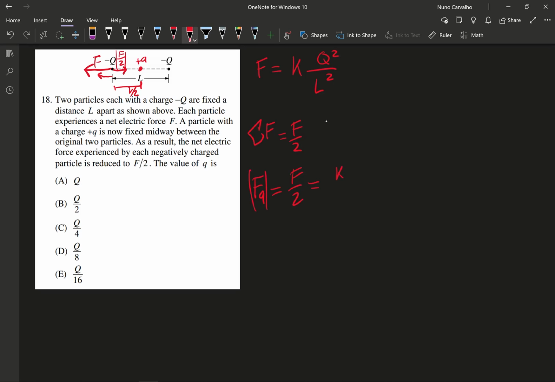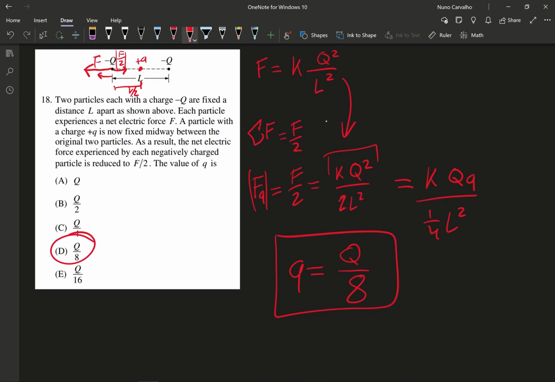And so that must mean it's going to be k times q squared over 2L squared, like so. I just got this by taking this and dividing by 2, but keep in mind we can also figure it out manually by using that same formula from before. Now we have Q times k times little q, and then the new distance here is going to be L divided by 2 squared, which is to say it's going to be 1/4 of L squared. And now we can solve for Q. There's going to be a lot of things canceling out, but essentially you'll eventually get that little q must be equal to big Q divided by 8. And so the answer here is going to be D.